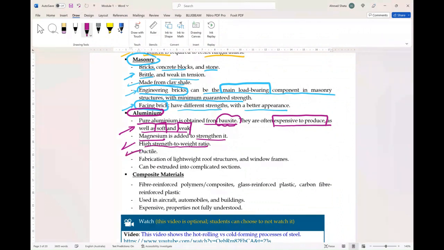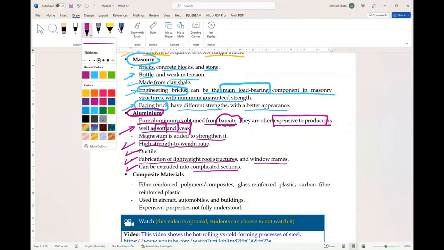Also, another advantage is that it is ductile. Another advantage is that we can use aluminum to fabricate lightweight roof structures and window frames. So it has some applications to produce lightweight structures. Also, it can be formed into complicated sections. So aluminum can also form complicated sections.